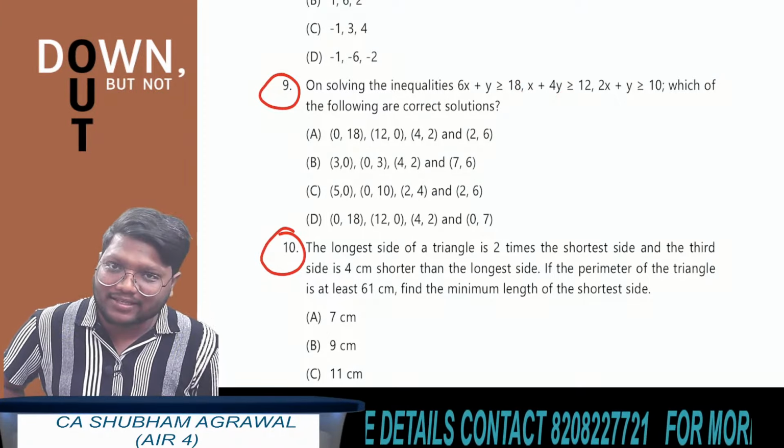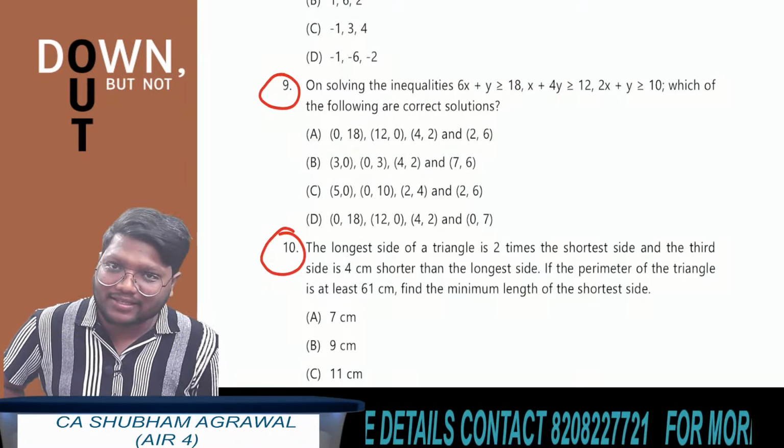Now find the value of x plus 4y. 2 plus 4 multiplied by 6. So 2 plus 24 is what? 26, which is greater than 12. Now find the value of 2x plus y. 2 multiplied by 2 is what? 4. 4 plus 6 is what? 10. Okay, third inequality is also satisfied. Option A is the correct answer.